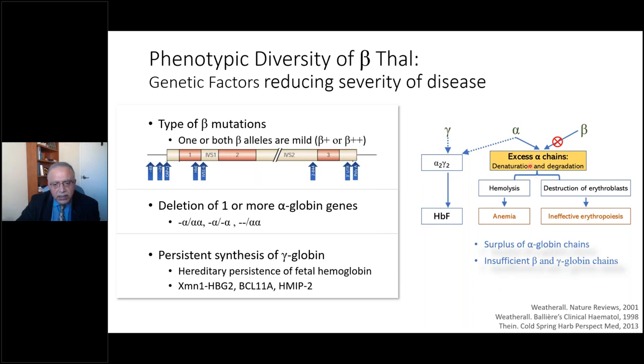The other thing is that the excess alpha chains can be abrogated if one or more alpha globin genes are deleted. And this can happen with co-inheritance of alpha thalassemia. And finally, and quite important, there could be an increased availability of gamma chains due to persistent synthesis of gamma globin. This can occur either as hereditary persistence of fetal hemoglobin or due to the co-inheritance of certain quantitative trait loci that maintain higher hemoglobin F, higher gamma globin chain synthesis.